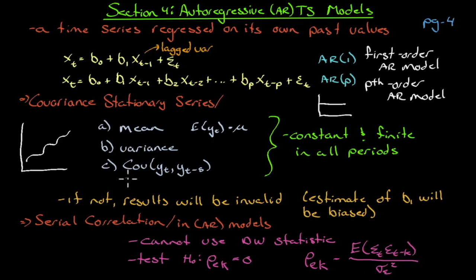And C, we need a covariance that is constant and finite in all periods. And the covariance of the time series is the covariance of the time series with itself for some fixed number of periods in the past or future, and it must be constant and finite in all periods. This clearly violates the first one. You don't even have to worry about B and C.